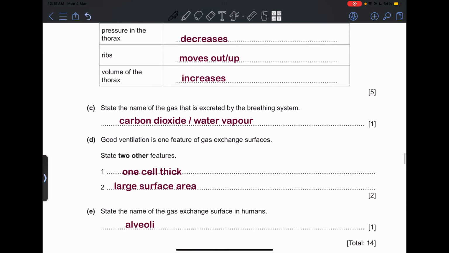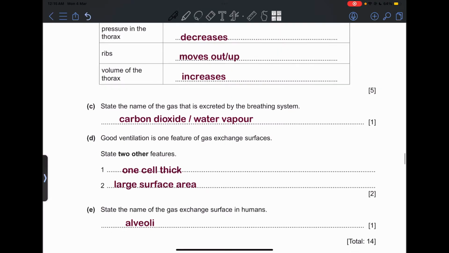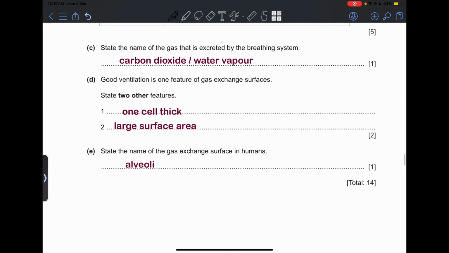C says, state the name of the gas that is excreted by the breathing system. This is carbon dioxide. Good ventilation is one feature of gas exchange surfaces. State two other features. They have to be one cell thick.